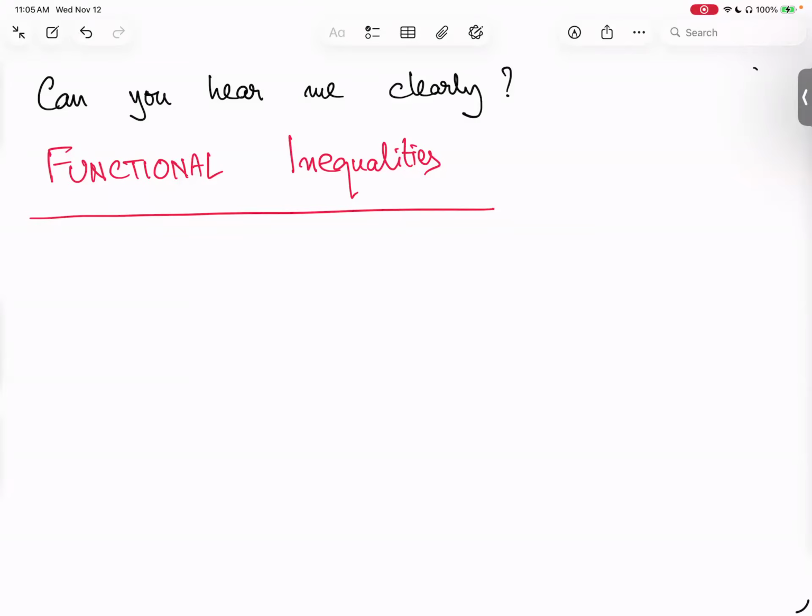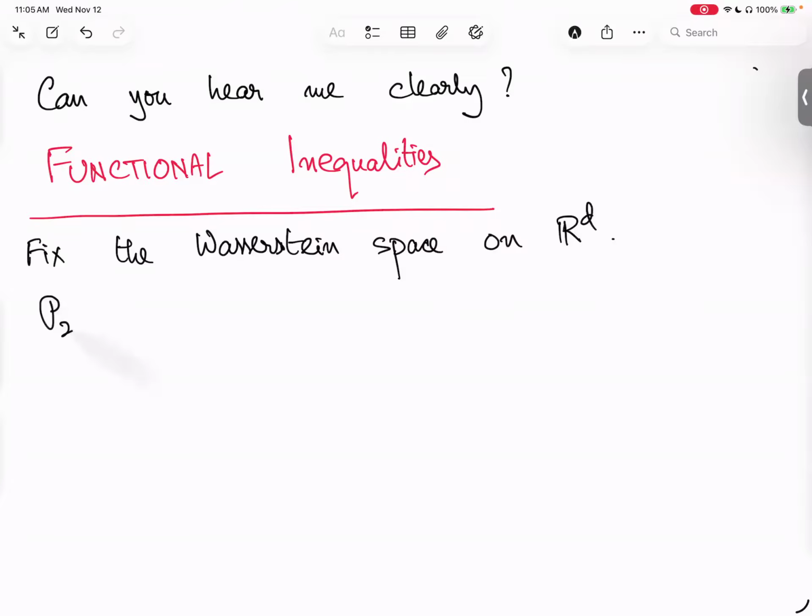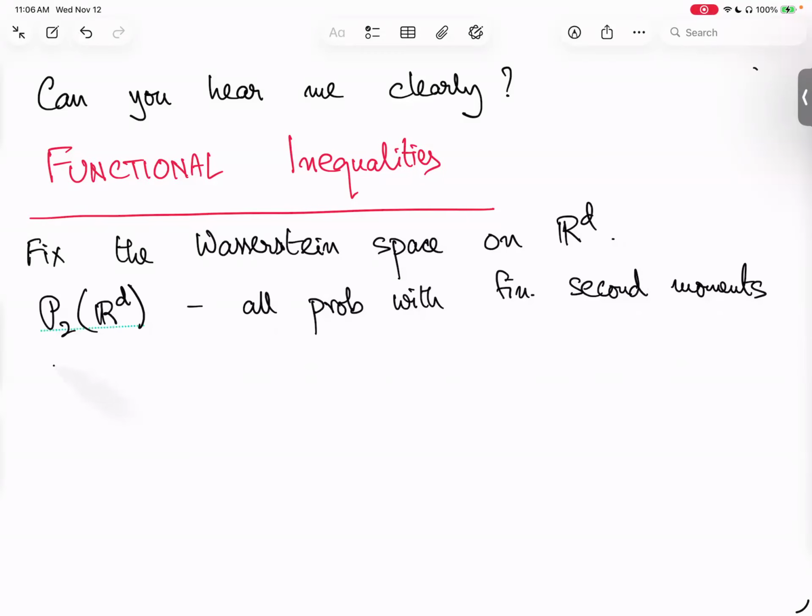I start with my Wasserstein space. So fix R^d, the Wasserstein space on R^d. So I have P2 of R^d as usual. This is all probabilities with finite second moments. And I equip this with the Wasserstein 2 metric. So this is my Wasserstein space, the usual one.